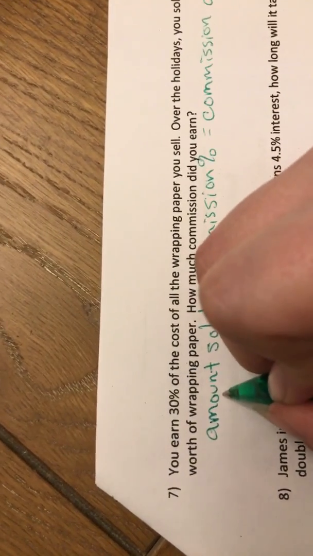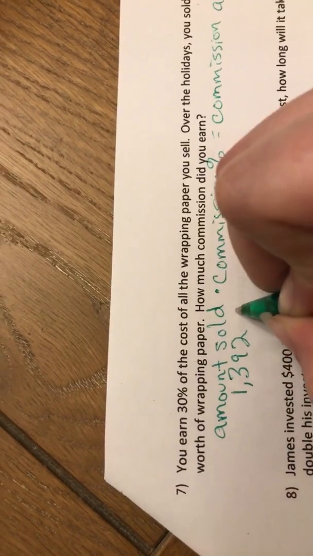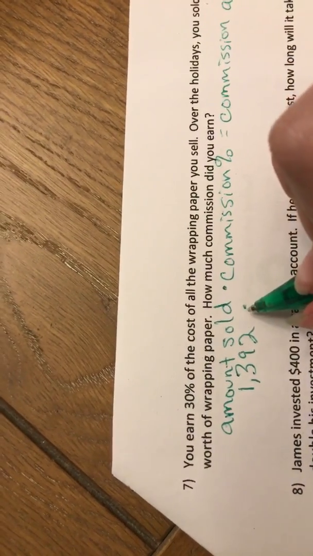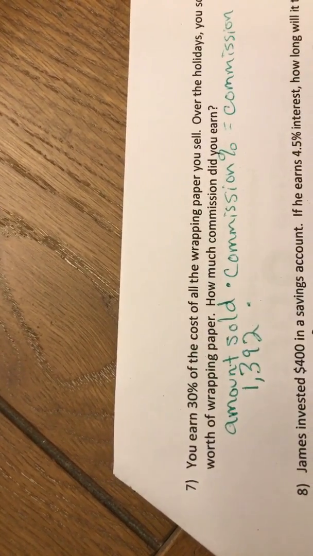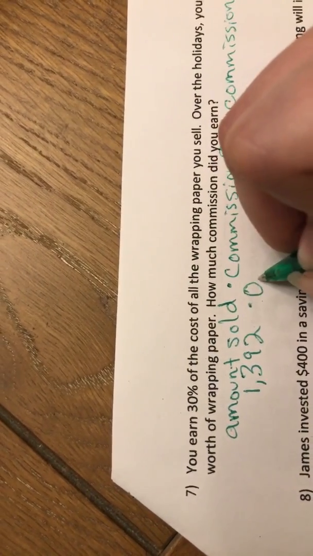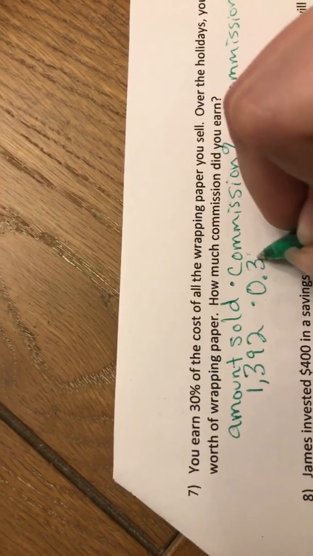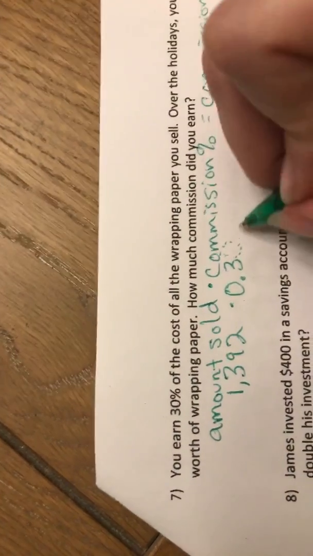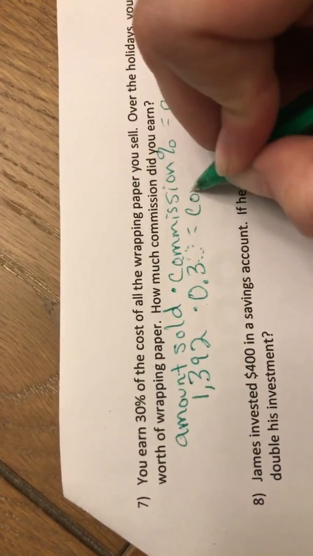Our amount sold from our problem is 1,392. Our percent commission is 30%. We have to convert that to a decimal by moving the decimal point 2 places to the left. That gives us 0.3 with a ghost 0 if you choose to include it. That will equal our commission amount.